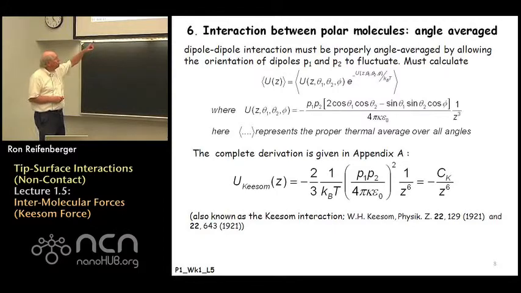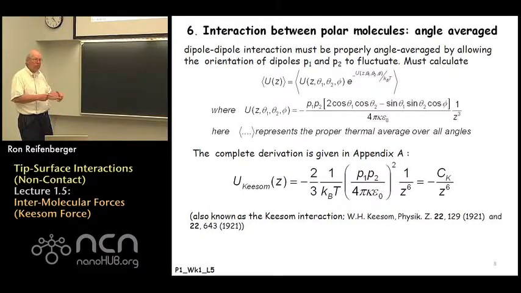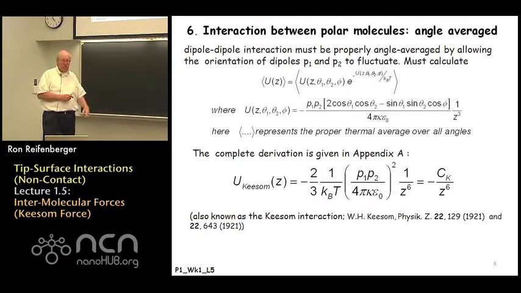In the literature, all these constants in front of the 1 over Z to the 6th are often referred to as just one parameter, capital C sub K. K is for Keesom. And it's often very difficult to obtain realistic values for the dipole moments P1 and P2 for a material of interest in your situation. So the parameters start to be lumped together, and you've just now got one constant C sub K that describes this Keesom interaction.